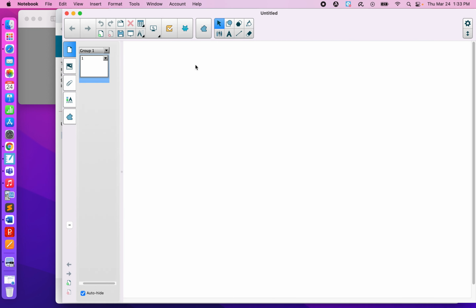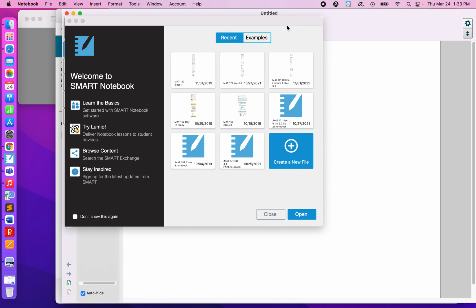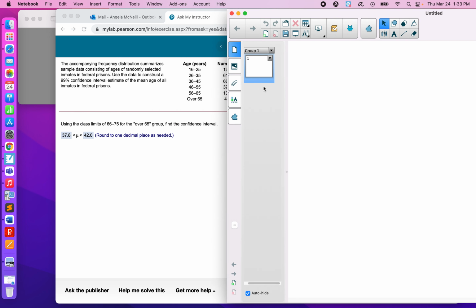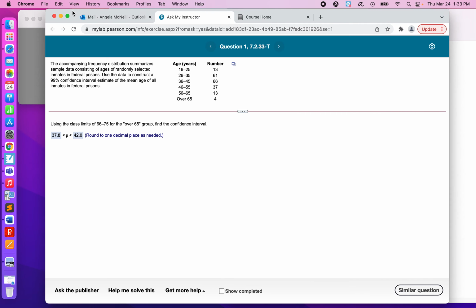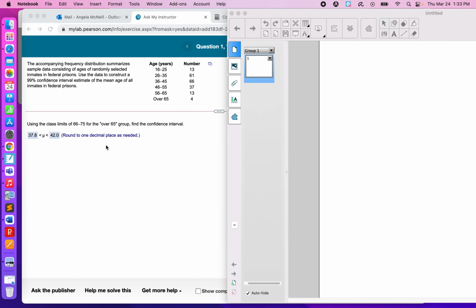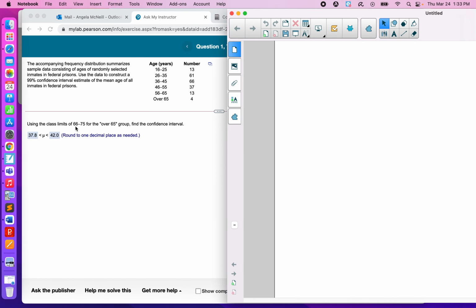At any rate, you know to find the midpoints of everything in that frequency distribution. Thank goodness I can close that and get that out of my way. And you've done all your calculations. It tells you to use the class limits of 66 to 75 for the over 65 group. So that means that the midpoint of this one would be 70.5, that you would multiply times that 4.